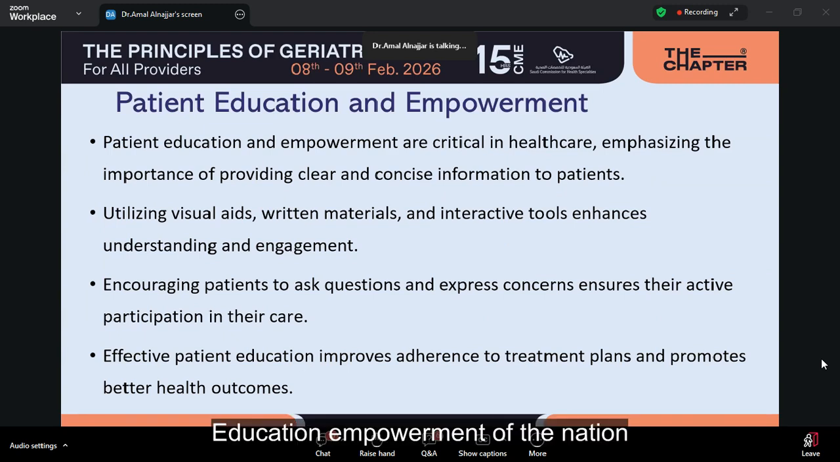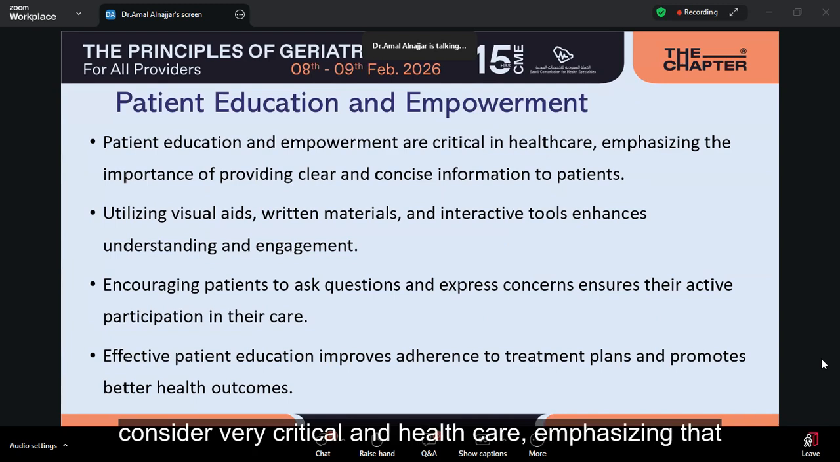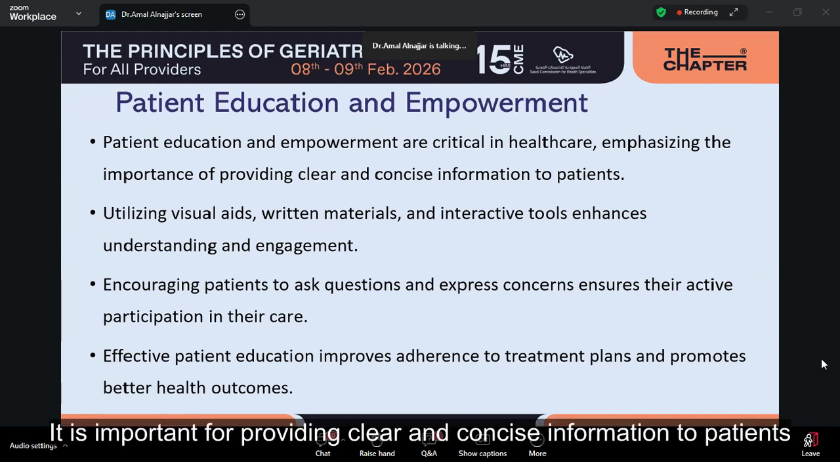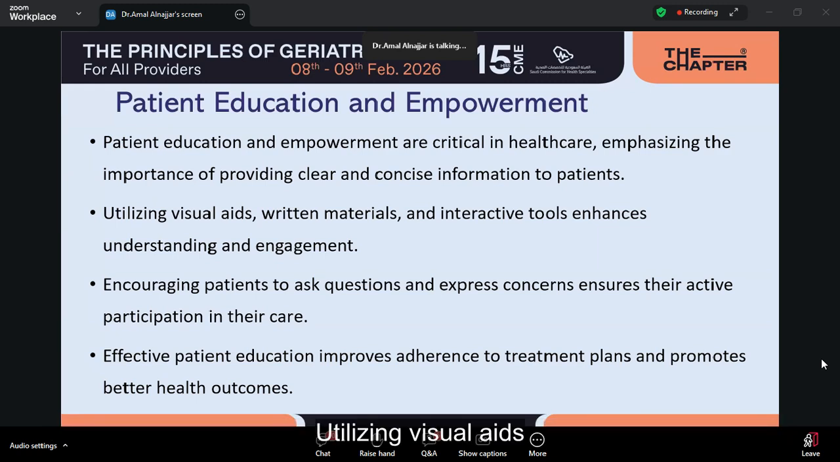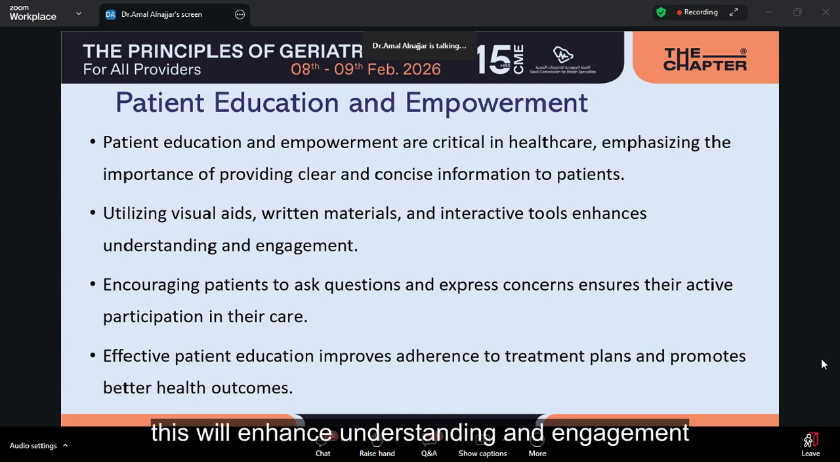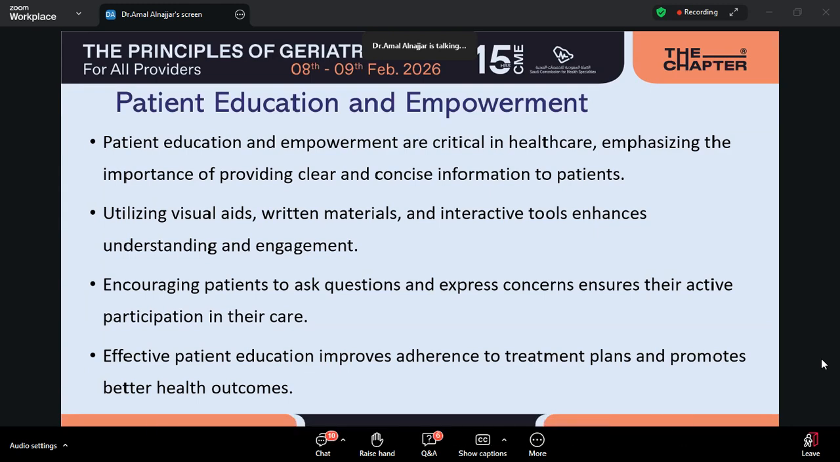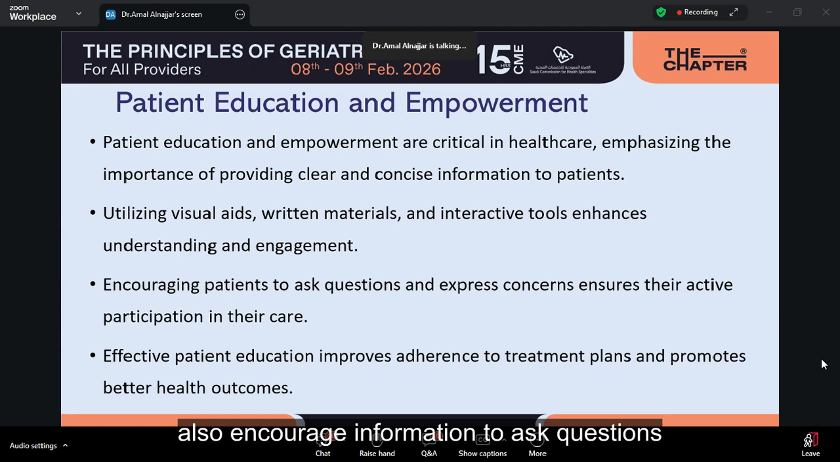Education and empowerment of the patient are considered very critical in healthcare, emphasizing the importance of providing clear and concise information to patients, utilizing visual aids, written materials, and interactive tools. This will enhance understanding and engagement. Also, encouraging patients to ask questions.